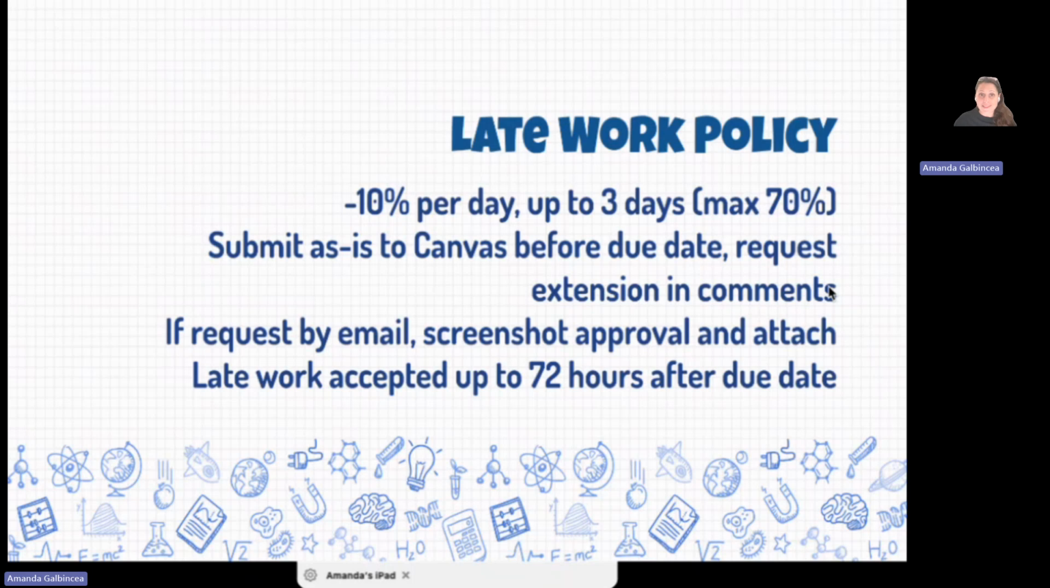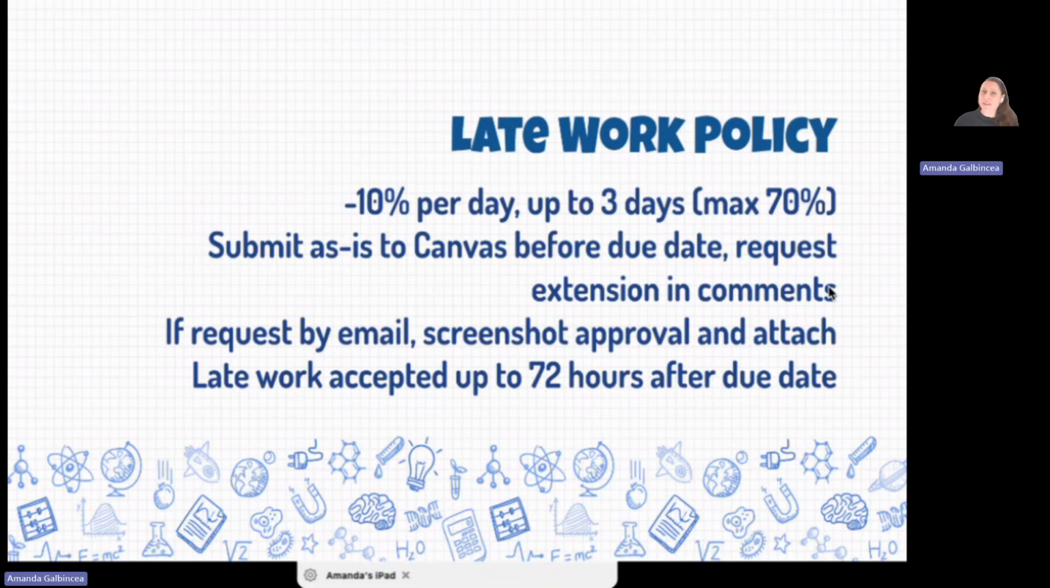You can request extensions for homework. To request an extension for the homework, the request must be done prior to the due date, and they must upload their work as is to Canvas on the due date to show that they're trying and that they're not just requesting the extension because they didn't do their work.